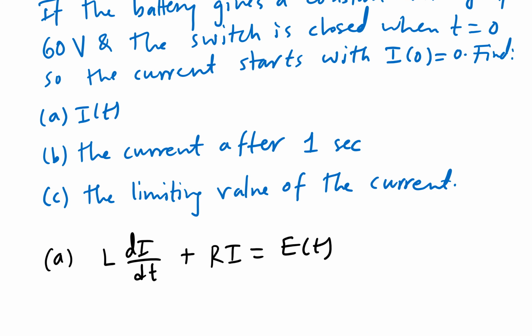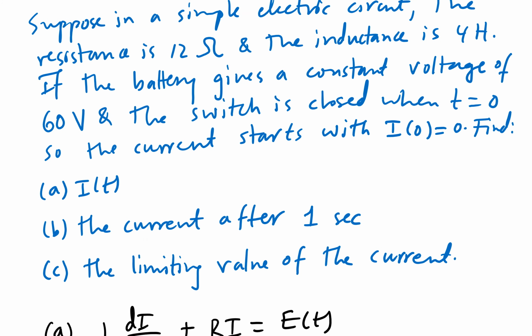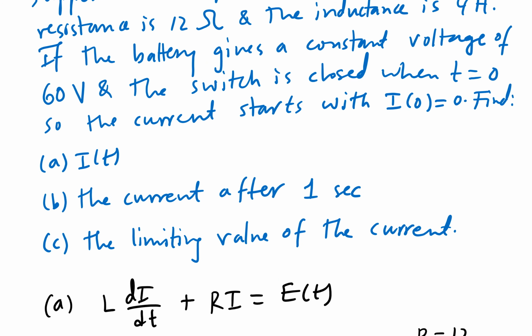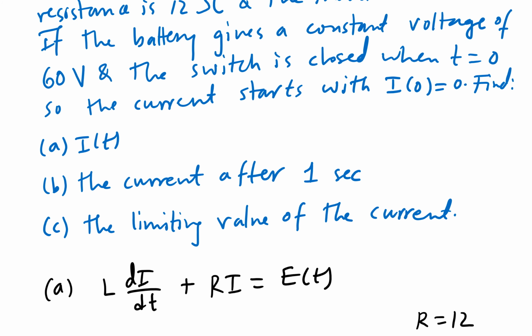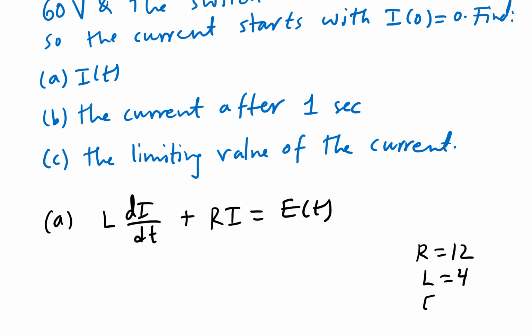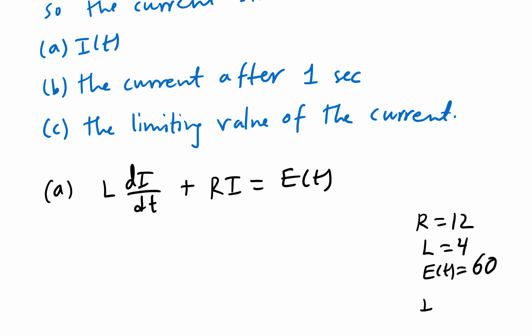Let's see what they give us. They first give us the resistance 12, so R is 12. Then they said the inductance is 4 H, 4 Henry, so that's L. And they give us the voltage 60, so that's E of t. And then we'll come back to a condition they put on that. It says I of 0 is 0.